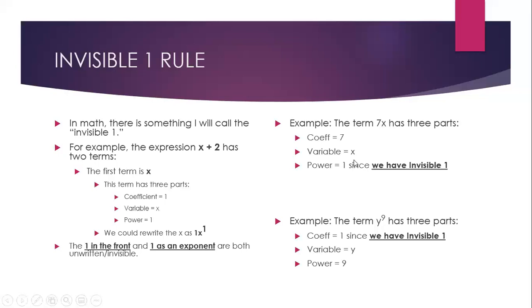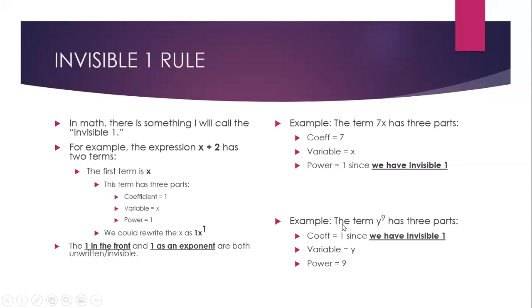The power is 1. It's very important that you understand that if nothing is written up here, the power is not 0. The power is 1. So the exponent in this case is a 1, not a 0. So we have a coefficient of 7, a variable of x, and a power of 1. Now, let's go to our second example of this.